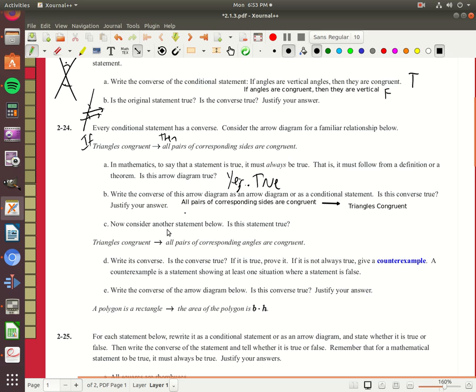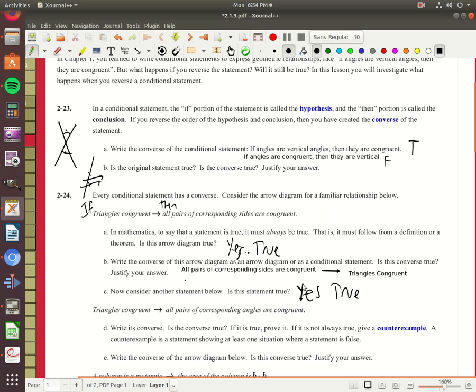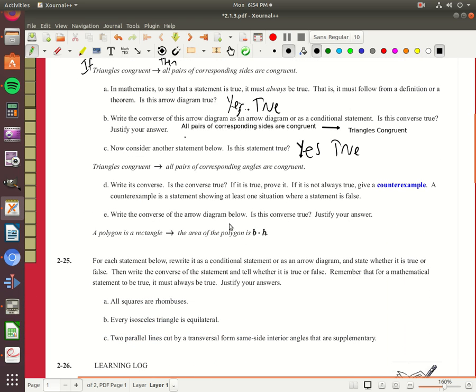Now it says, is this statement true? I'd say, yeah, this is true as well. If the triangles are congruent, then the sides are congruent. But if the sides are congruent, we have side, side, side, triangle congruence, and we can say the triangles are congruent. So is this statement true? We would say yes. Oh, I need to get rid of my arrows there. Yes, that's true as well. So sometimes the converse statement is false, but sometimes the converse statement is true.